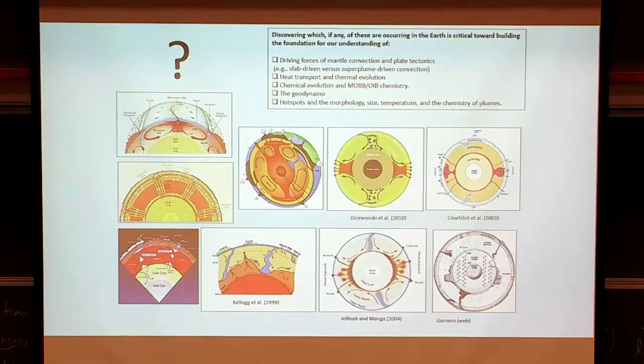What's causing them below? The geodynamo: the mantle is a boundary to the core, and each of these models would impose a different thermal boundary condition on the core, and it could influence the geodynamo. And finally, if plumes exist, which most of us think they do, their size, their temperature, their chemistry, where they come from, all depend on which one of these models we assume.